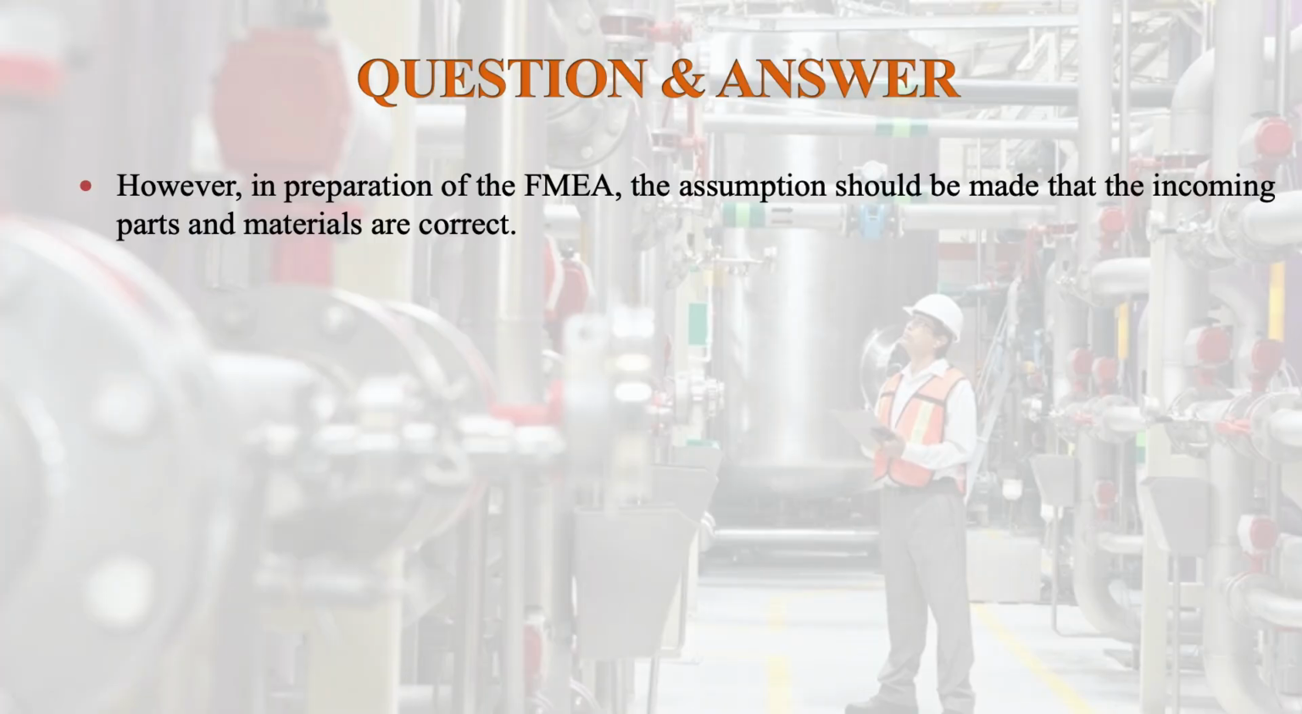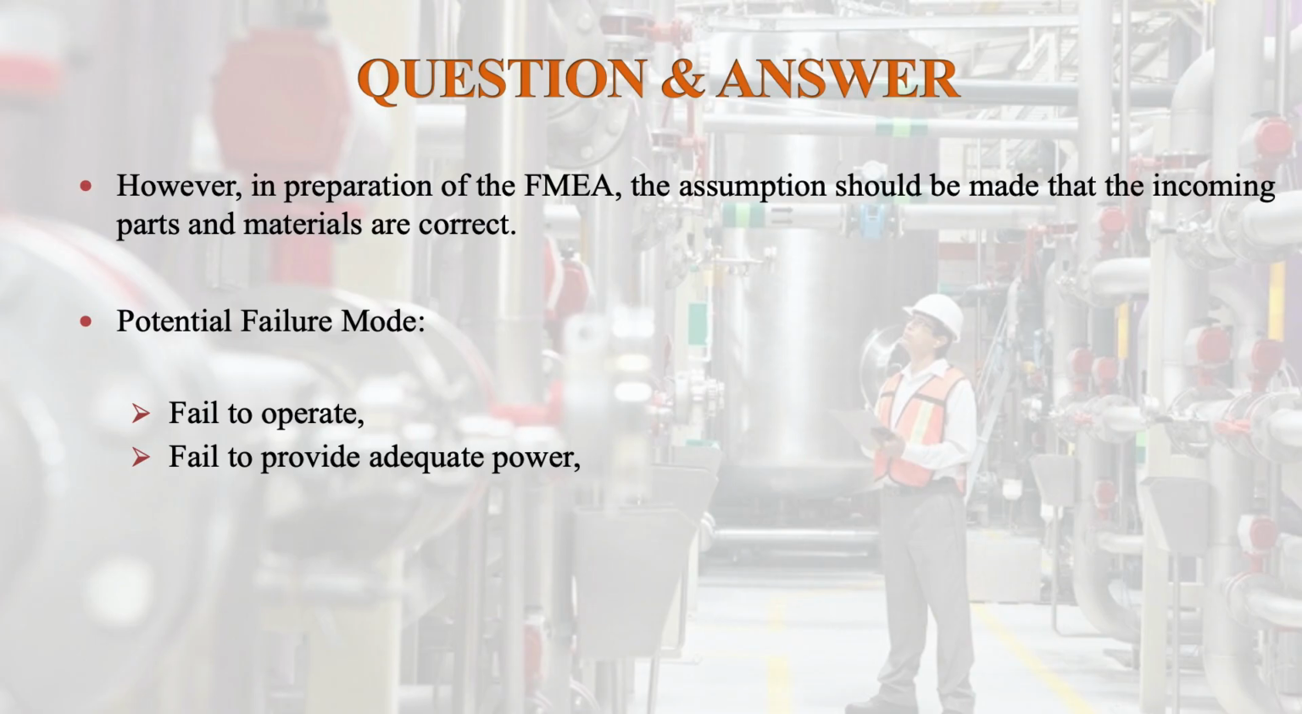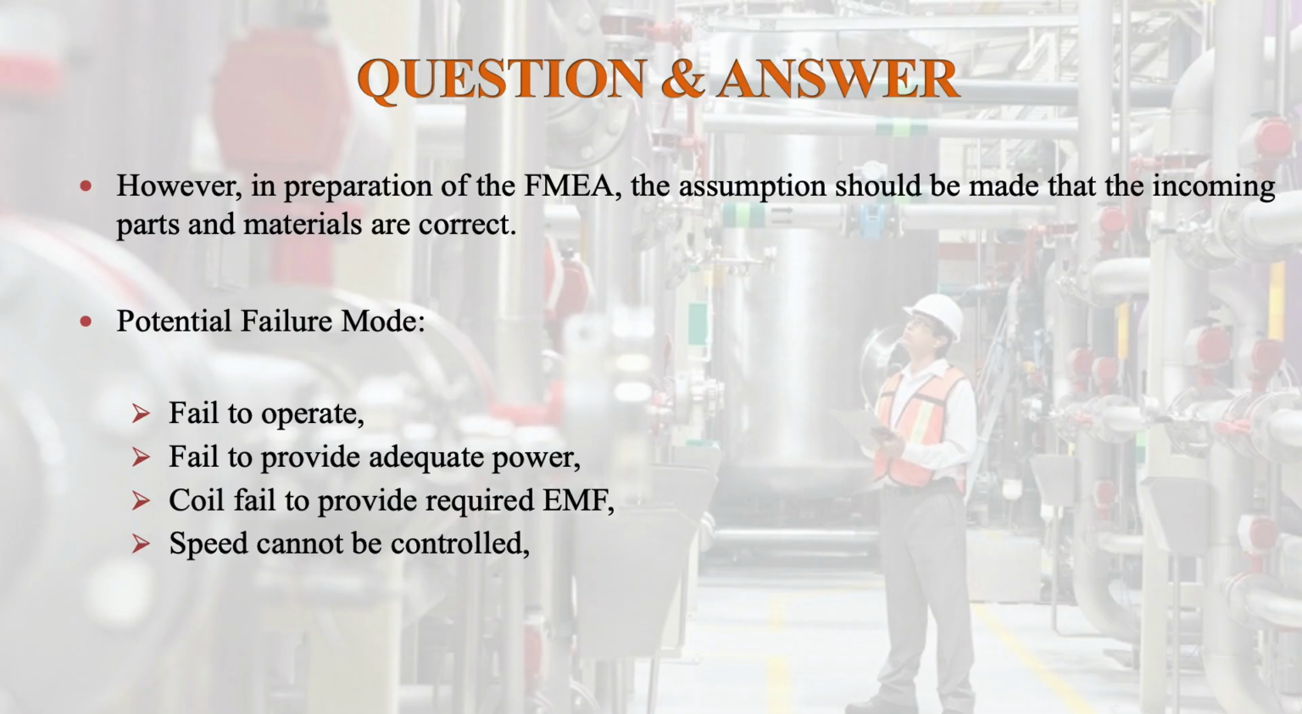However, in preparation of FMEA, the assumption should be made that incoming parts and materials are correct. Potential failure modes are: fail to operate, fail to provide adequate power, coil fails to provide required EMF, speed cannot be controlled, part leaking, part undersize or part oversize. So these are the potential failure modes when we are getting the material from the supplier. So some failure modes can be observed.